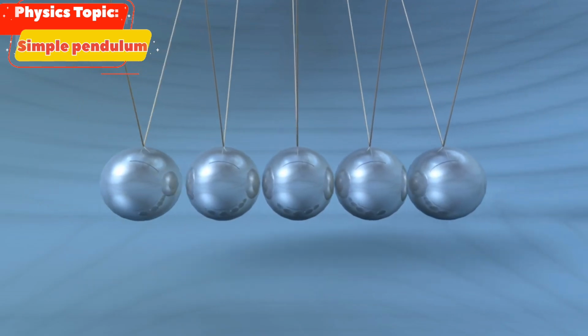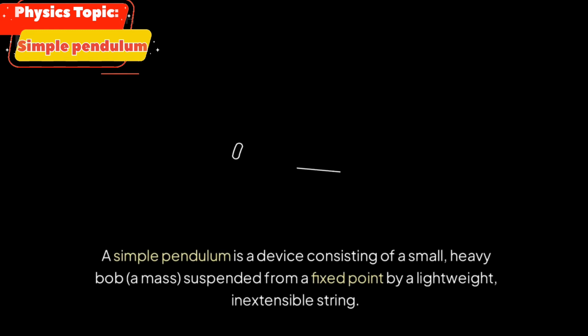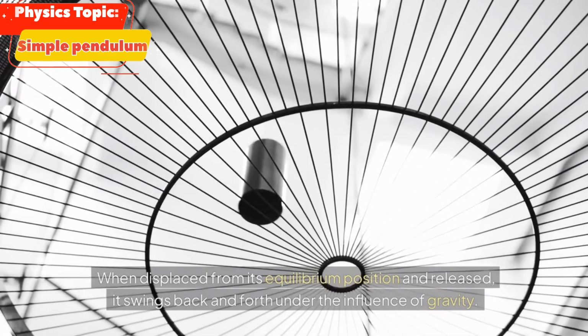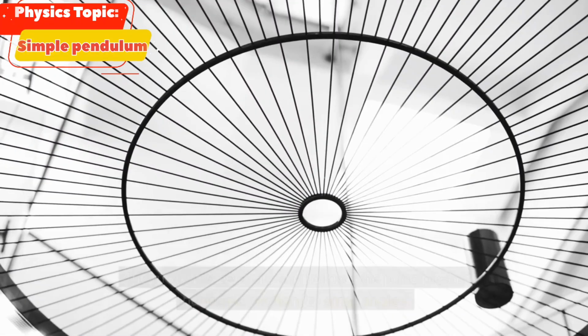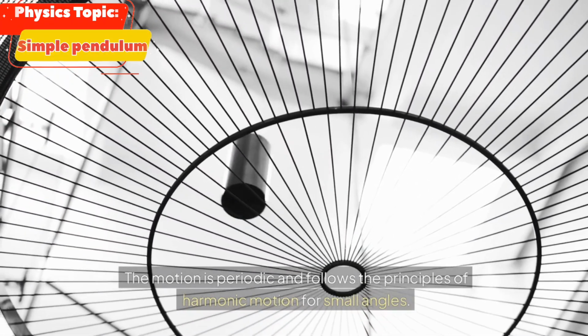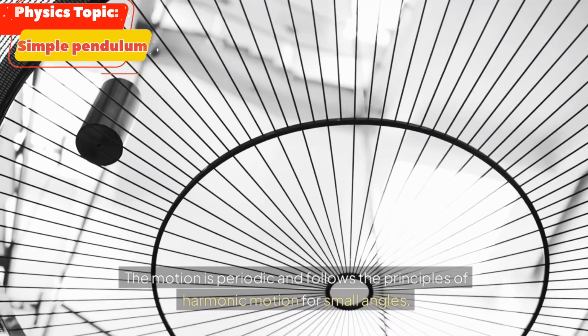Definition of a simple pendulum. A simple pendulum is a device consisting of a small, heavy bob, a mass, suspended from a fixed point by a lightweight, inextensible string. When displaced from its equilibrium position and released, it swings back and forth under the influence of gravity. The motion is periodic and follows the principles of harmonic motion for small angles.